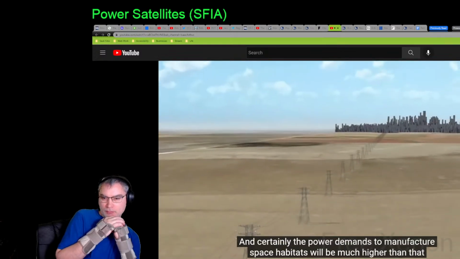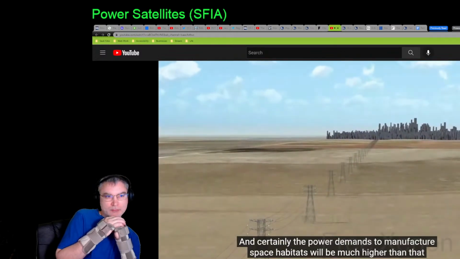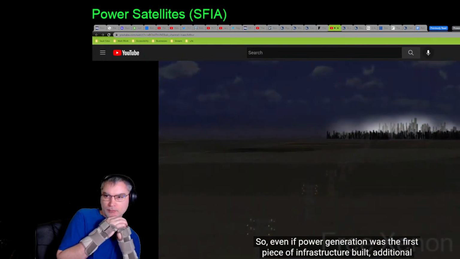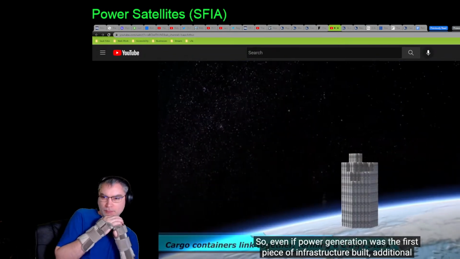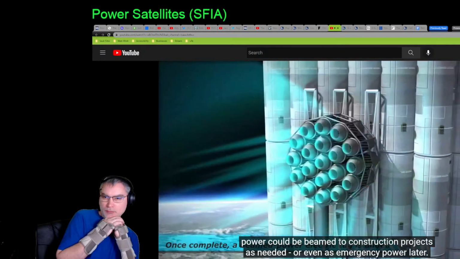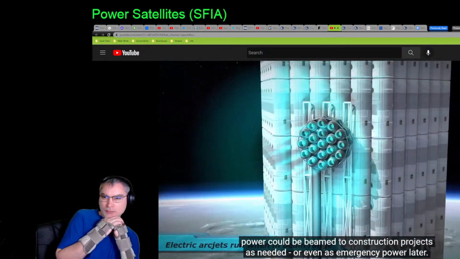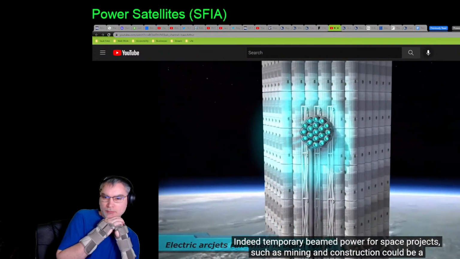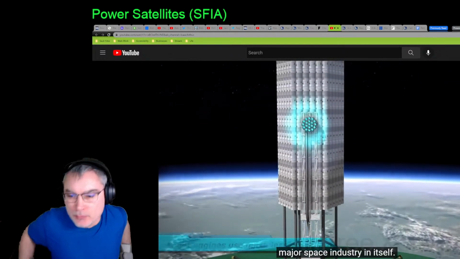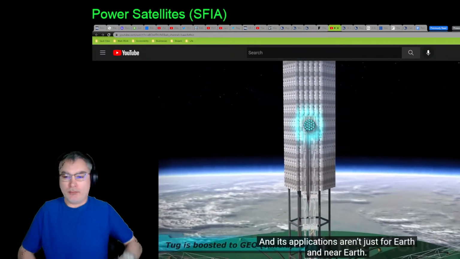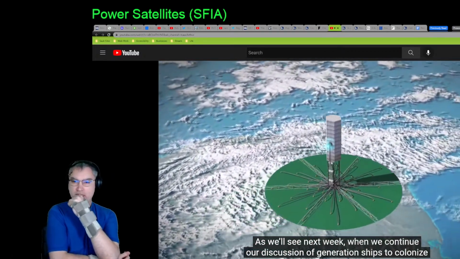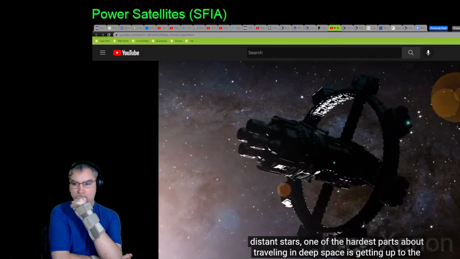And certainly the power demands to manufacture space habitats will be much higher than that sized for the habitat's ongoing domestic consumption. So even if power generation was the first piece of infrastructure built, additional power could be beamed to construction projects as needed, or even as emergency power later. Indeed, temporary beamed power for space projects, such as mining and construction, could be a major space industry in itself. And its applications aren't just for Earth and near Earth, as we'll see next week when we continue our discussion of generation ships to colonize distant stars.